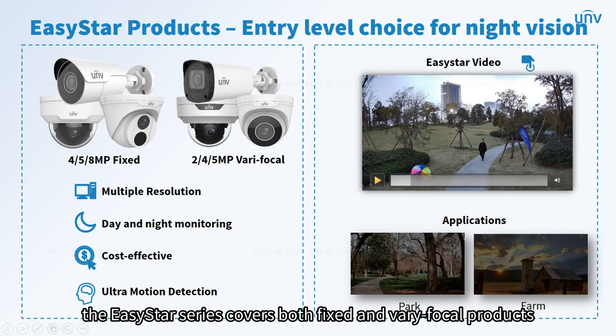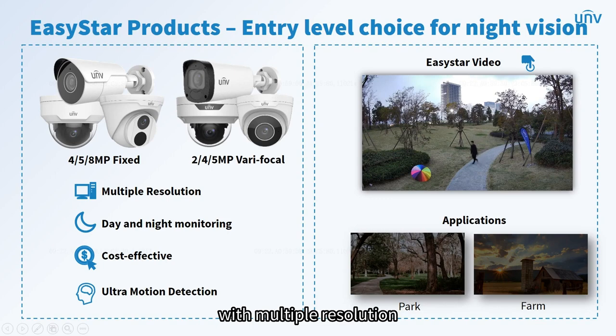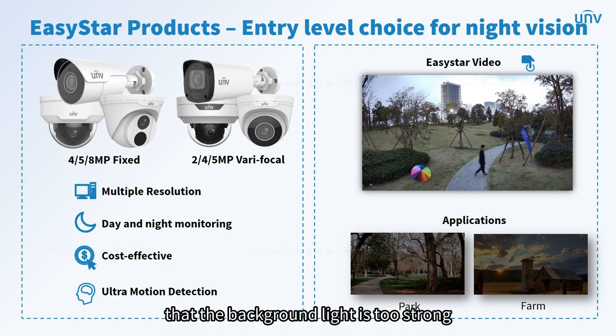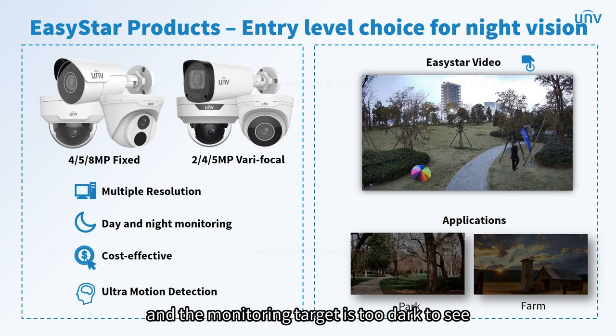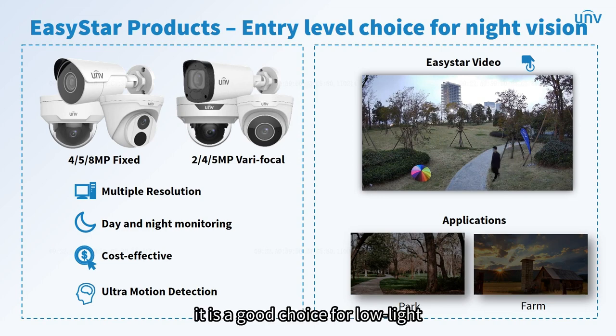The Easy Star series covers both fixed and varifocal products, with multiple resolution options to obtain clear images even in low light levels. 120 dB WDR can solve the problem that the background light is too strong and the monitoring target is too dark to see. As an entry-level product, it is a good choice for low light and can be used in parks and farms.